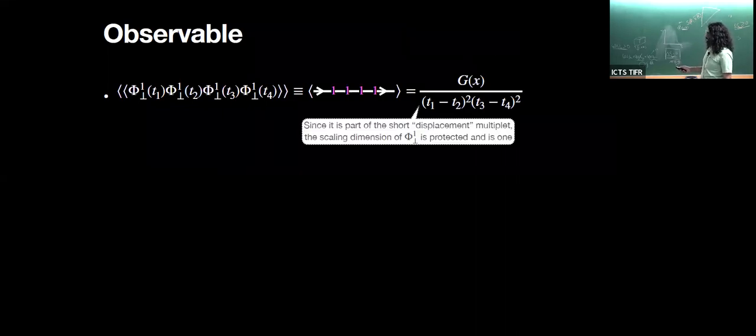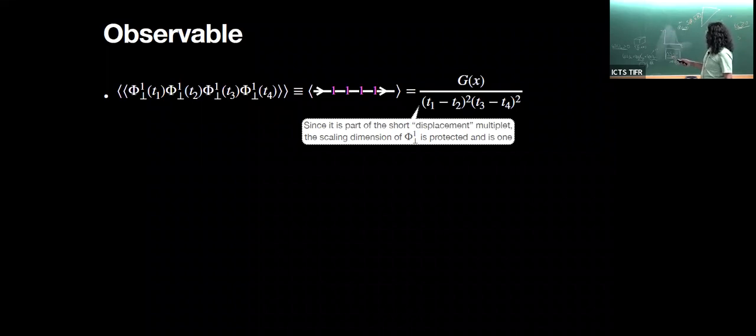Furthermore, these phi perpendiculars, as I call them, are part of a short displacement multiplet in the defect CFT. In other words, insertion of phi perpendicular on the Wilson line can also be thought of as an infinitesimal change of the path of the Wilson line. That's why they're called displacement operators. And this is also a displacement operator. The point of this is just that it has protected dimension 1, so that's why I just have a square over there. All right, so this is the observable which we study.